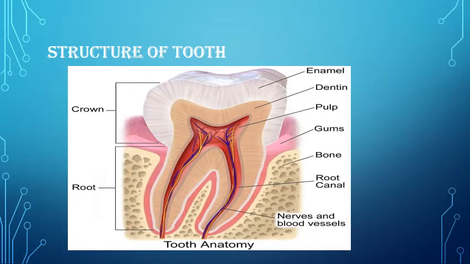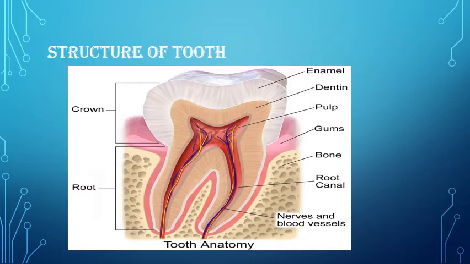Okay, structure of a tooth. First you can see the picture, the structure of tooth. There are basically three main parts of any tooth, that is crown, root and neck. Three main parts of any tooth: crown, root and neck.